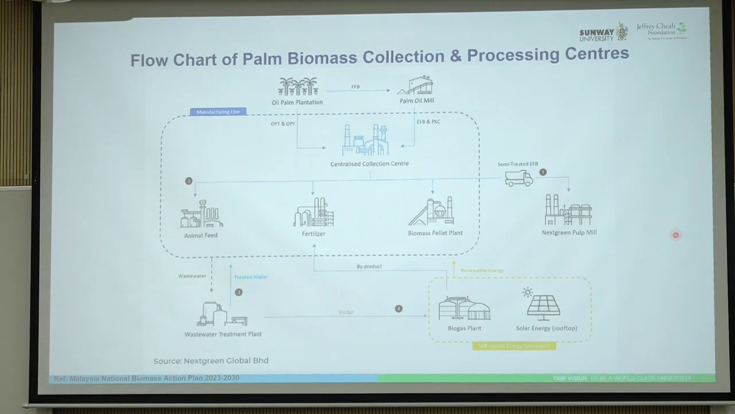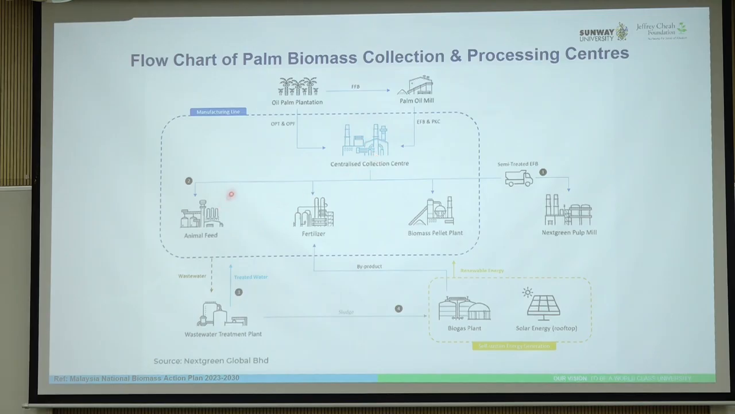So you see, we have a lot of palm oil plantations in Malaysia. The fresh fruit branch from the palm oil plantation is sent to the palm oil mill. Then we have the empty fruit branch over there on your right-hand side. We have the empty fruit branch after processing. This is the biomass waste: empty fruit branch, and also the palm kernel, and the palm trunk and frond. Then we send them to the centralized collection centers.